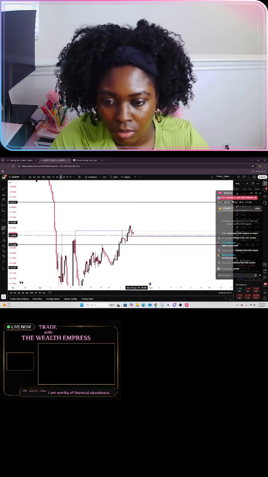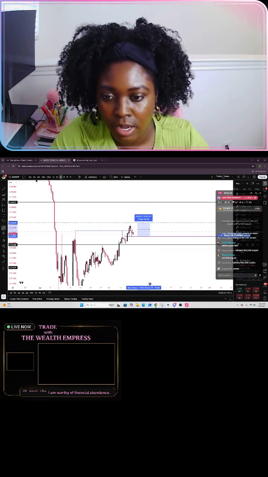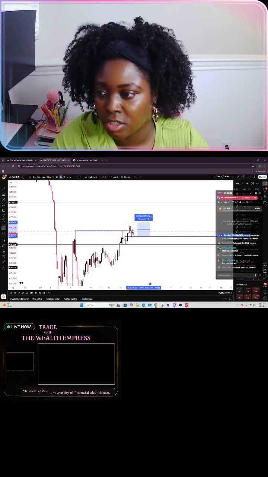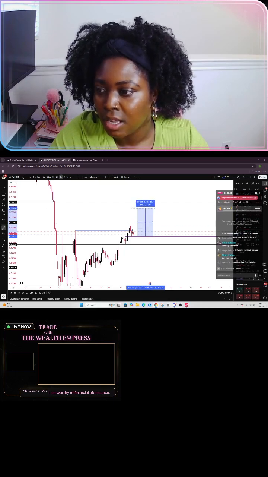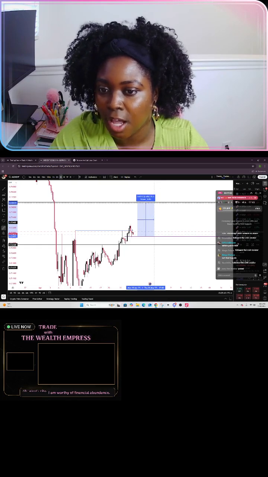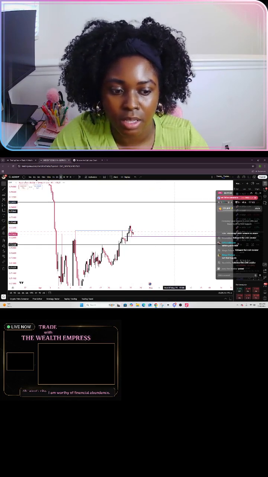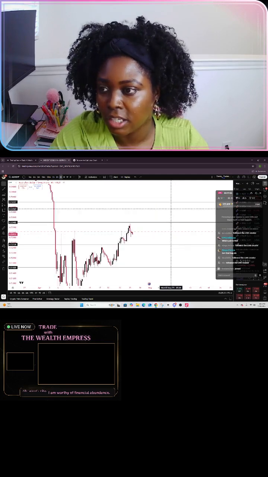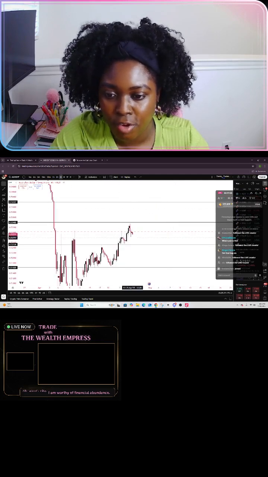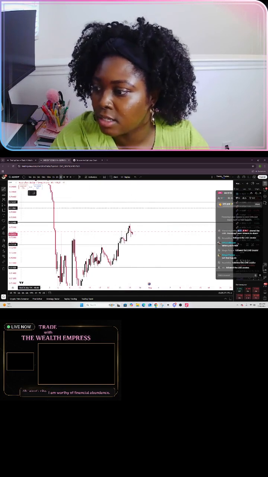Now, let's see. TP1 is back here to those equal highs. And TP2 is up here to this weekly 50%. Okay? On all CHF. So we have a 4 hour fair value gap that price is already reacting in.